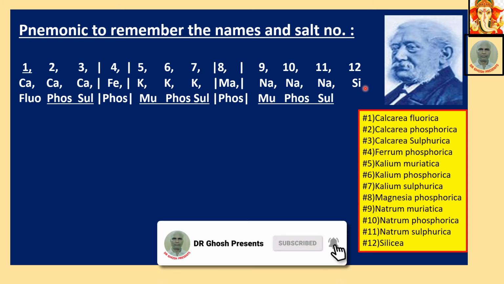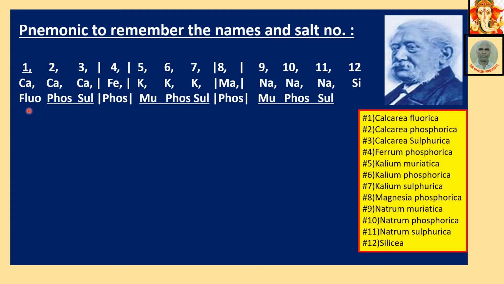Then comes the lower portion. First thing, you separate out number 1. Calcarea fluor is exceptional, so separate it out. Silicea is exceptional, separate it out. Now, 2 and 3, and next you separate the 4 and 8. You will also separate these because 4 is Fe phos and 8 is Mag phos. So in this way 1, 12, 4 and 8 are separated.